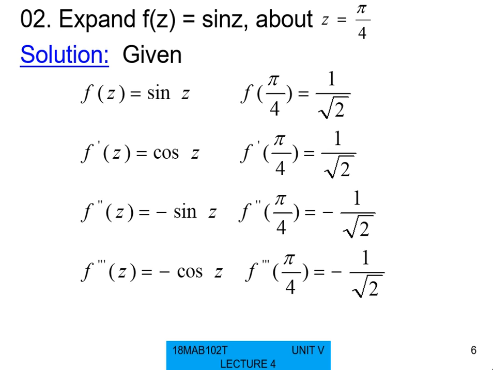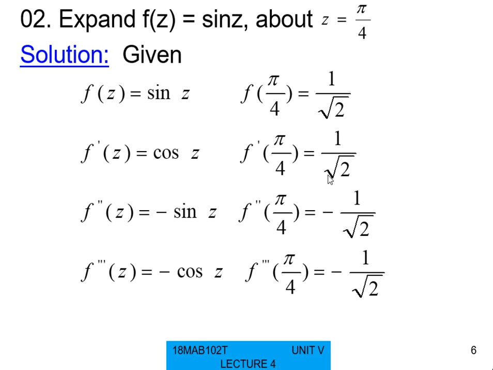Expand f of z equal to sin z about z equal to pi by 4. In this problem, the point is pi by 4, so you expect the answer in powers of z minus pi by 4. Understand? Now what is f of z? Sin z. Find the derivatives. The first derivative is cos z, the second derivative is minus sin z, the third derivative is minus cos z. The point is pi by 4. So substitute the point: f of pi by 4 is 1 by root 2, f dash of pi by 4 is 1 by root 2, f double dash of pi by 4 is minus 1 by root 2, f triple dash of pi by 4 is also minus 1 by root 2.